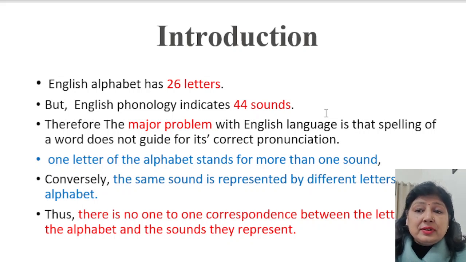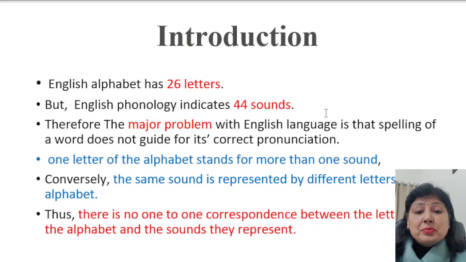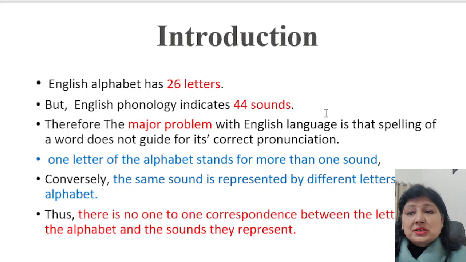The reason? First of all, one letter of the alphabet stands for more than one sound. There are so many sounds. And conversely, the same sound can be produced by different letters. So there is no one-to-one correspondence between the letter and its sound.